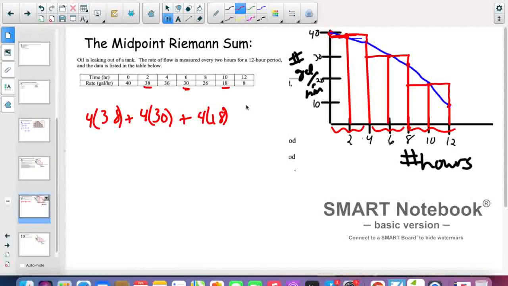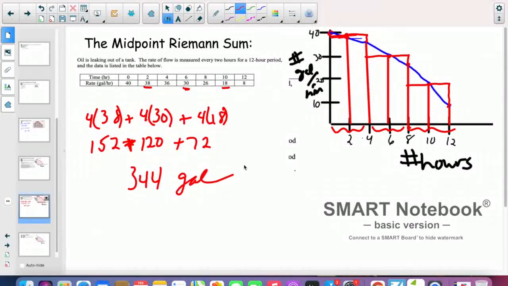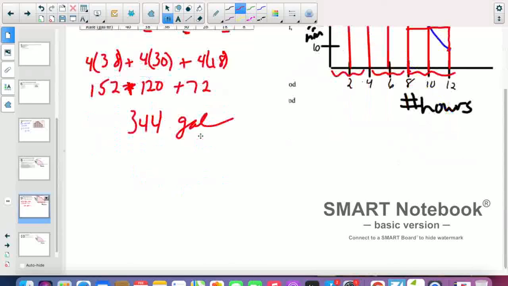4 times 38 is 152. 4 times 30 is 120. That's a plus. And then 4 times 18 is 72. And if I add those together, I get 344. And remember, for our unit, gallons per hour times hours, which would be gallons. So 344 gallons have leaked out of the tank over the 12-hour period.